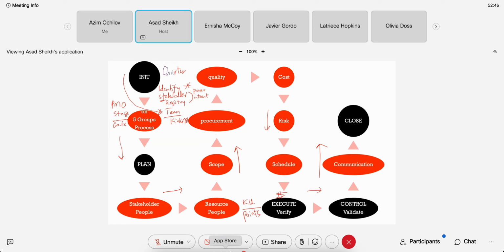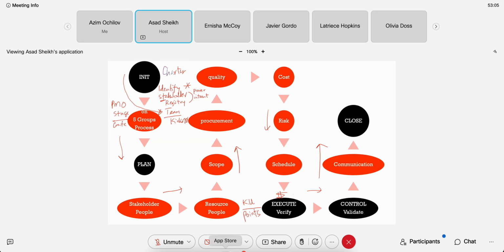Most of the money is spent in the execution phase. There is money spent in the planning phase to plan out and design, but when we are ready to build in the execution phase, that's when we start to actually funnel more funds out to pay expenses. All right, so we go into planning.